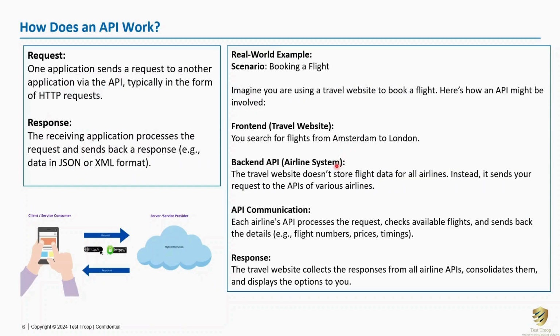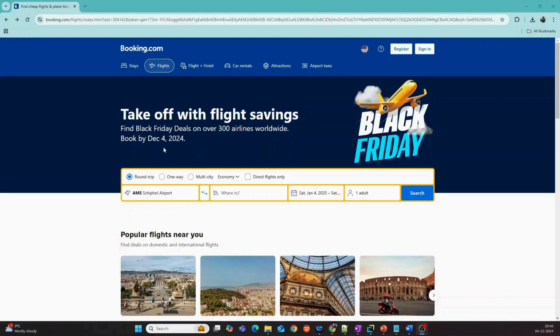Let us try to understand the client and server communication with a real-world example. Let us consider an example of booking a flight. I have already opened a flight booking website wherein I need to give my starting point and the destination point where I want to travel. Let us give it as London, and the preferred date of travel and the number of people who are traveling.